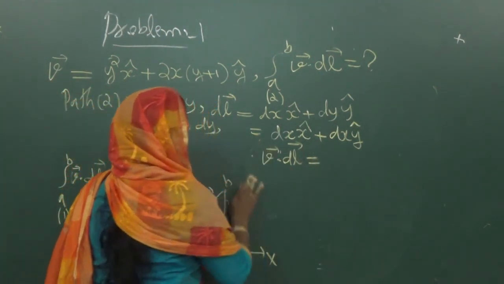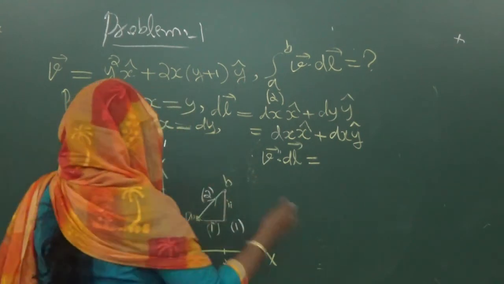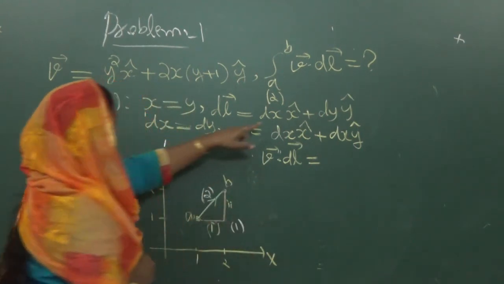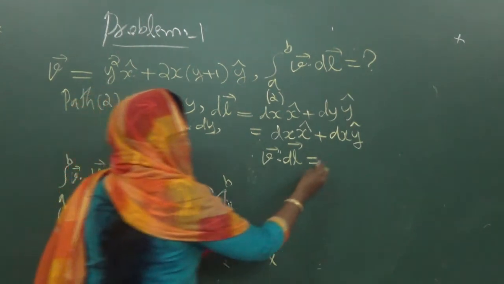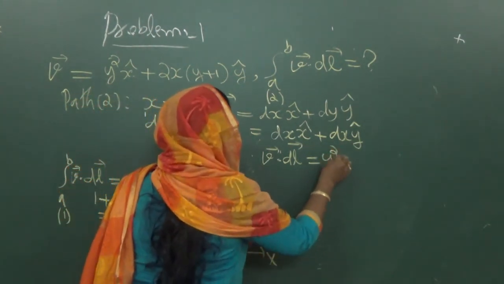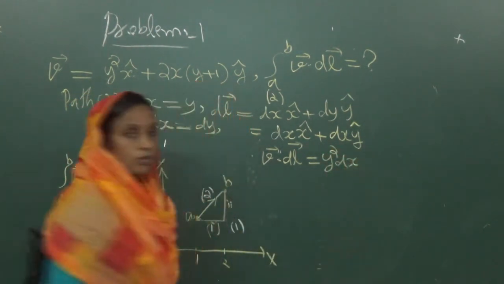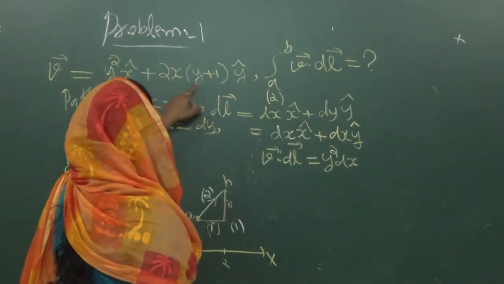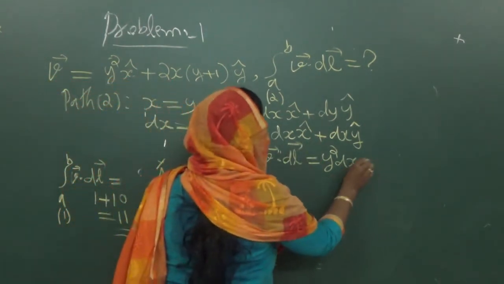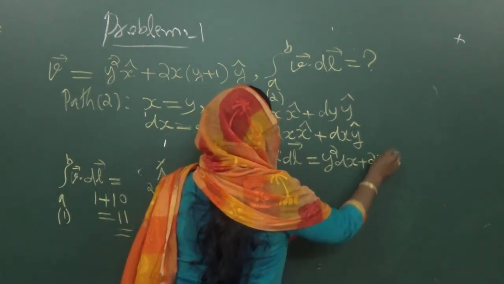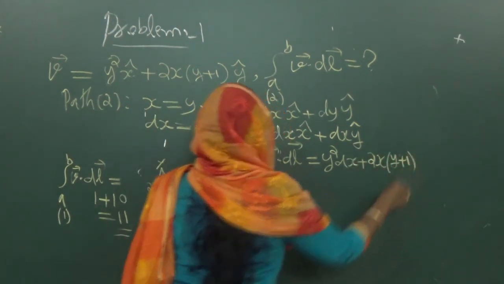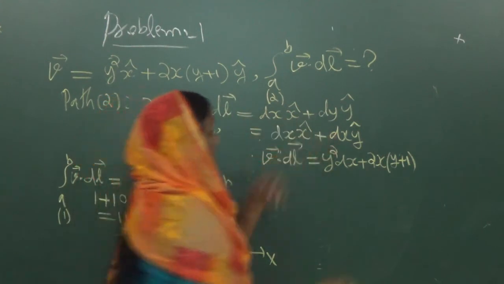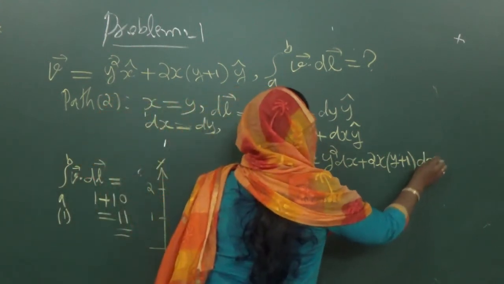First thing, I just write v dot dl. Then we write the integral. If you take the dot product, you get y square dx plus 2x into (y plus 1) dx, right?